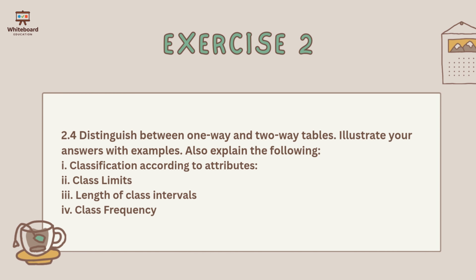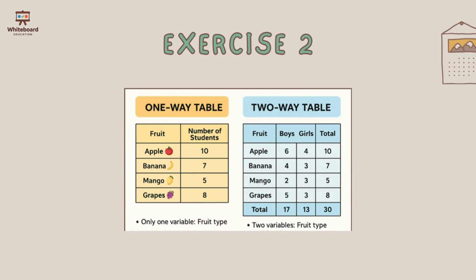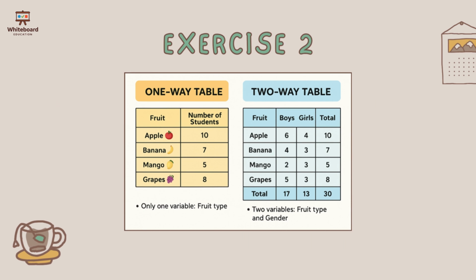First, let me show the difference between one-way and two-way table. One-way is like any other normal table that is based on one characteristic, like each fruit eaten by what number of students. But in a two-way table, two variables are interrelated, like the fruits eaten by boys and girls. It is more detailed than the one-way table as it distinguishes the students into boys and girls.